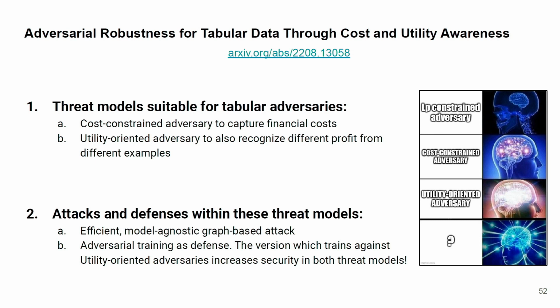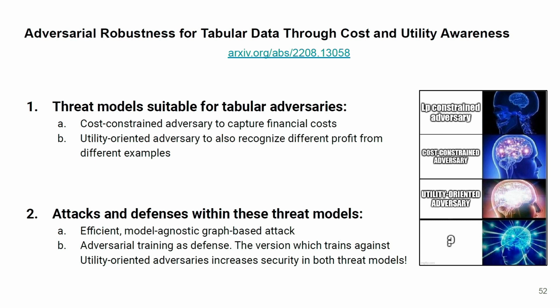In order to conclude, our main contributions are, the first is the threat models, which we argue are the most suitable for a tabular domain. The cost constraint, which is a more traditional one, which allows to model the adversary which is constrained with a certain financial budget, and the utility-oriented adversary which cares about the profit and attacks only samples for which he can get more than X amount of money. And also we implemented the framework which allows you to operate within these threat models.